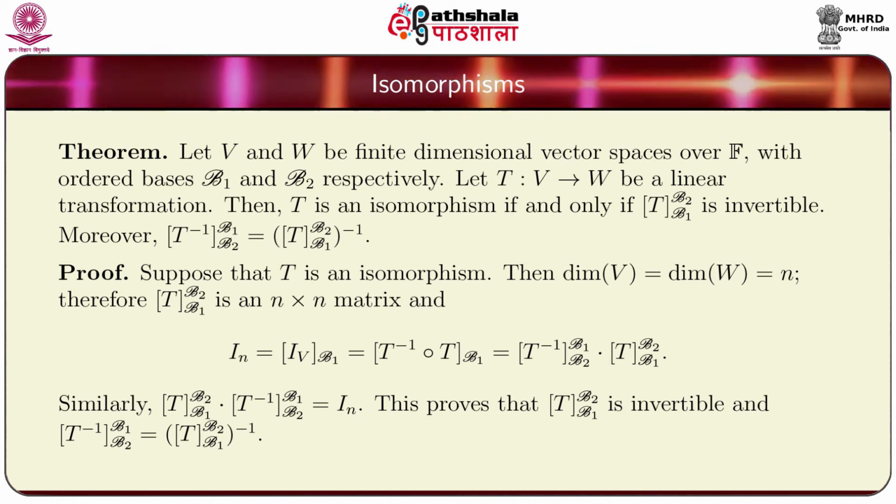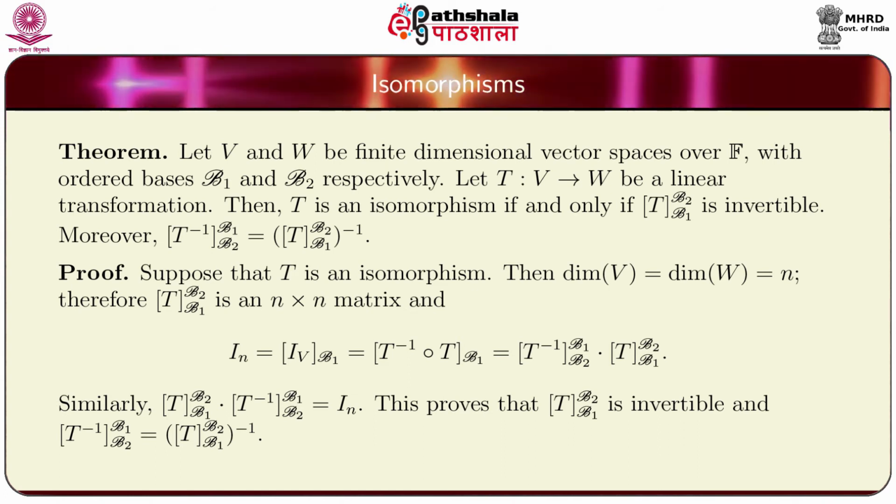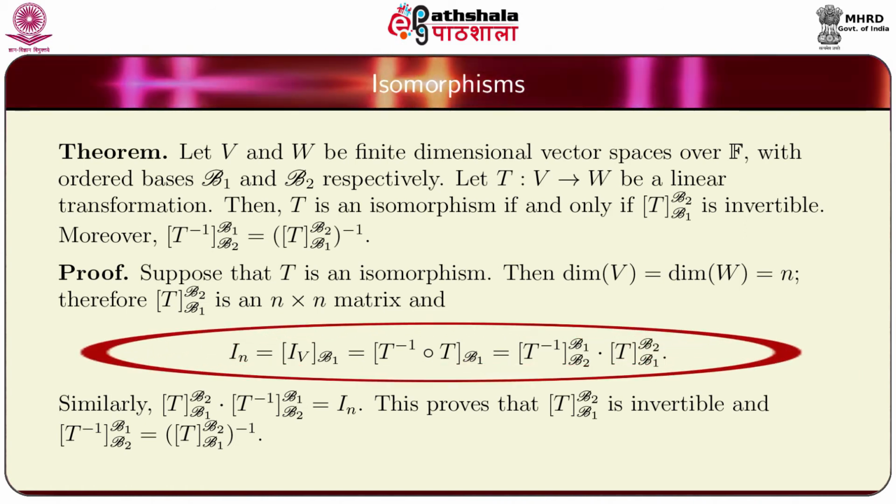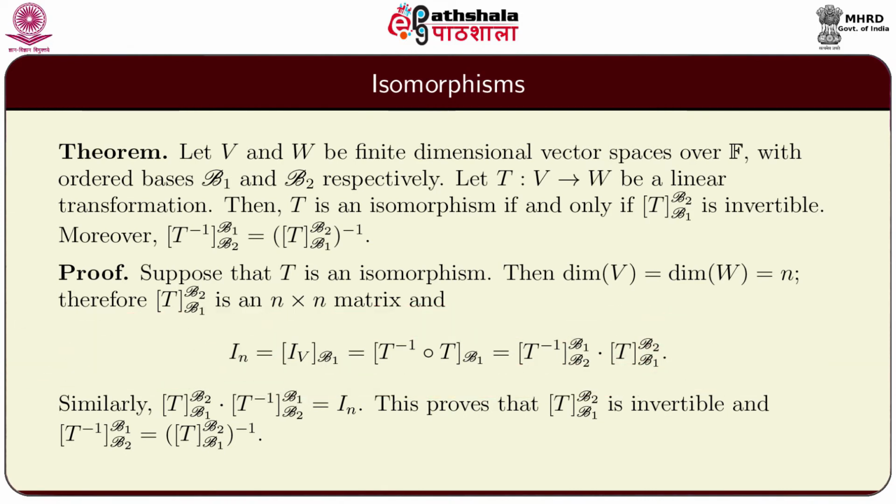Now consider the identity operator IV with respect to the ordered basis B1. Then the matrix representation of IV with respect to B1 would be IN, the n cross n identity matrix, and that is equal to the matrix of T inverse composition T, because IV is T inverse composition T, with respect to the ordered basis B1. And we know that the matrix of the composition map is given by the product of the matrices: T inverse with respect to B2 B1 and then T with respect to B1 B2.